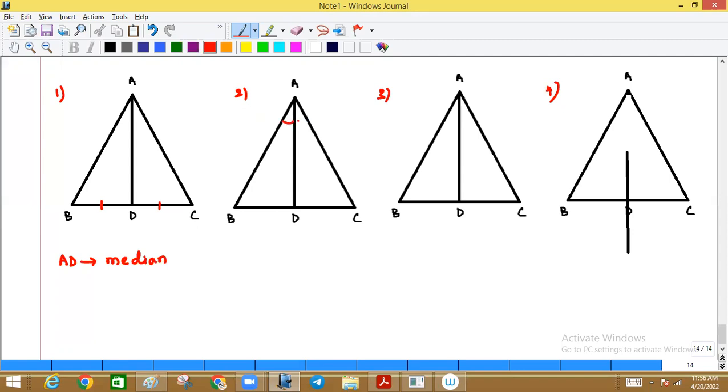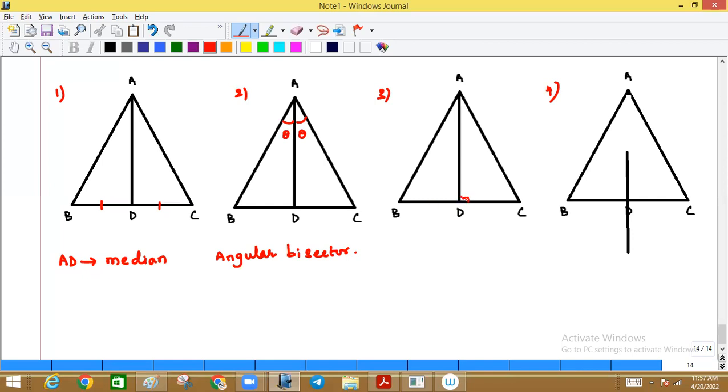Here it is bisecting the angle. It is bisecting the angle A, which means it is dividing the angle A into two equal parts. So what is AD in the second case called? Angular bisector. Because it is bisecting the angle, it is called an angular bisector.